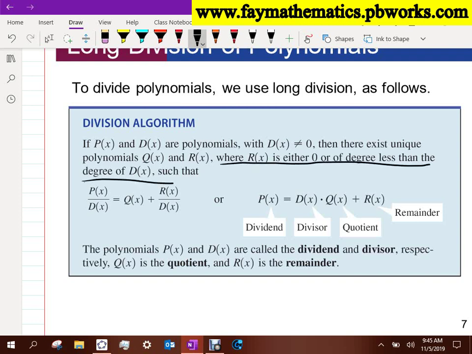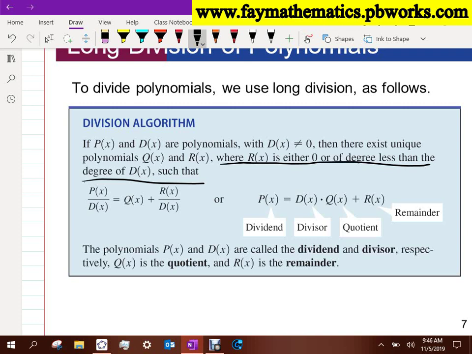Your remainder is either 0 or degree less than the degree of D of X. That is the rule that tells you when to stop doing your division. If your last line of work, after you multiply your quotient times your divisor, and you add the previous row to that row, gives a result that is 0 or is of a degree less than your divisor, you stop. That's the idea that 3 was less than 7, so we stopped, right? Does that make sense? Okay.